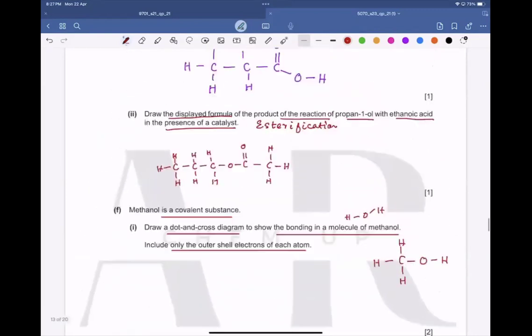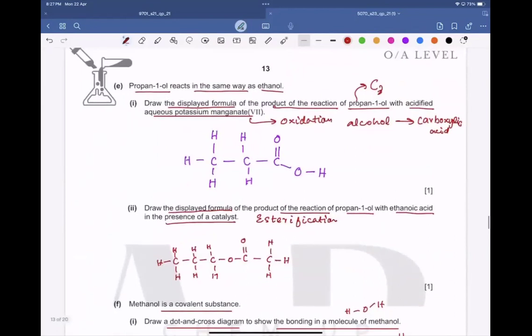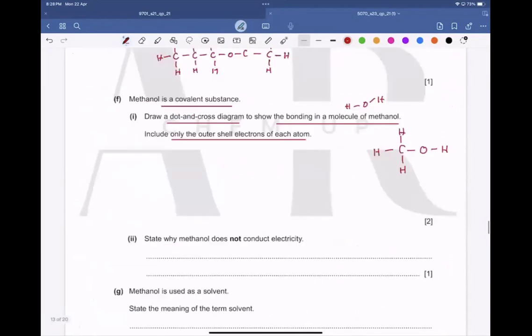Where, Shayan? No, in this case, water is formed, but they don't ask you for all of the products. They just ask you to draw the displayed formula of the product. So displayed formula is for organic compounds only. So that's why we have drawn only the organic compound. Okay. So you got the displayed formula. If you make the displayed formula, then it is very easy to form the dot and cross.